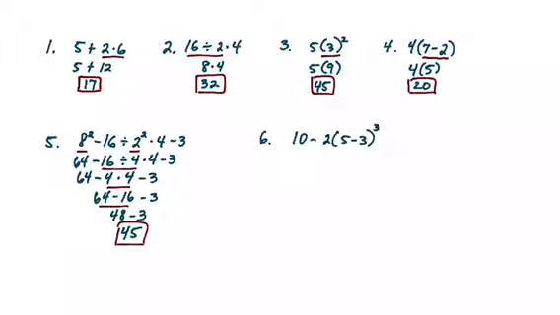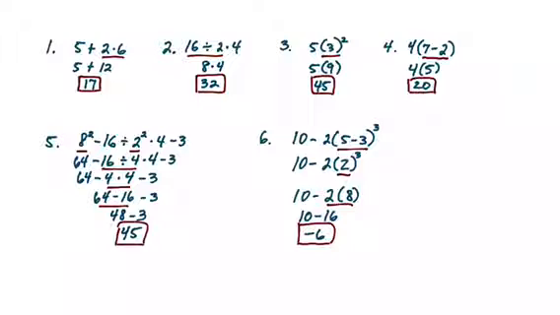Number 6. So first of all, we need to take care of what's in the parentheses. So we're going to get 10 minus 2 times, well, see, 5 minus 3 is 2, so we have 2 cubed now. And we'll do our exponent next. So it's going to be 10 minus 2 times 8. We'll multiply next. And last thing to do is subtract. We're going to get negative 6.